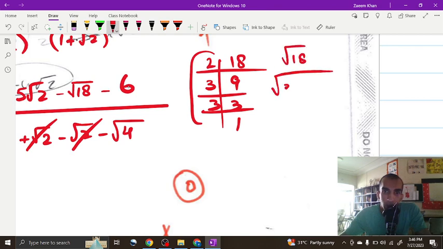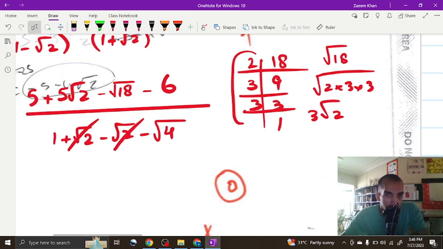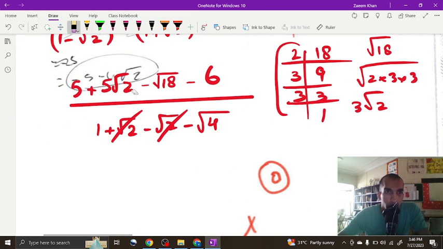18 can be written as 2 times 3 times 3, right? I just plug these numbers in. Now these two can combine their forces together and one of them would come out. It will look like 3 square root of 2. Does it make sense? So instead of 18, I'll write 3 square root of 2. Does this solve things? Can you add or subtract anything now?